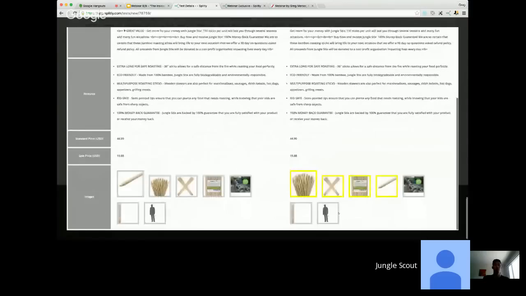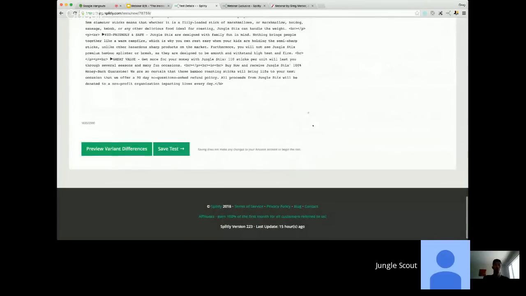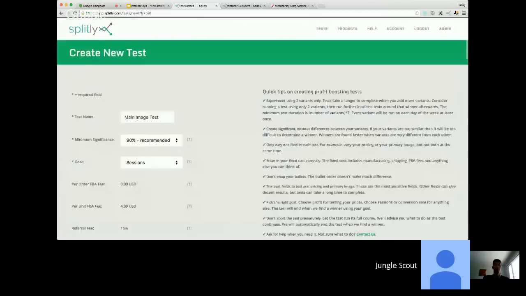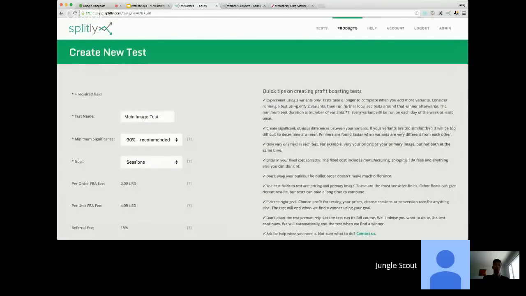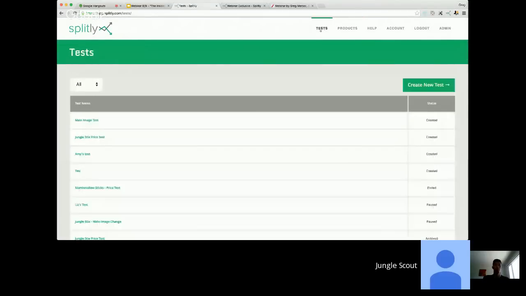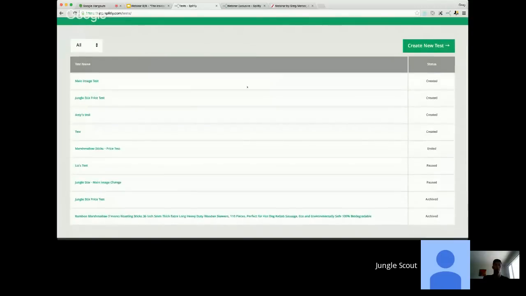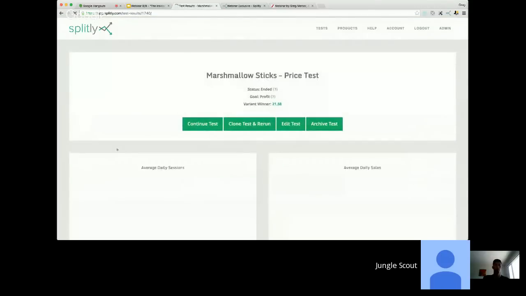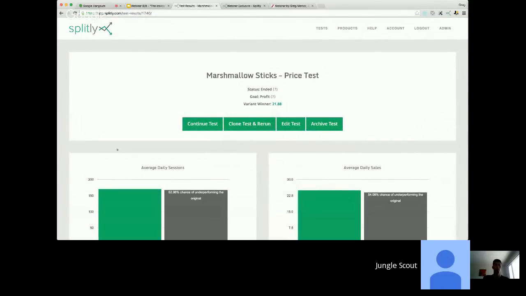So after that, all you have to do is save the test and start it. And then after doing so, Splitly is going to take care of the rest for you, okay? After you do that, you don't have to log into your account to check or make any changes. The best thing to do is just to start it and let it run.